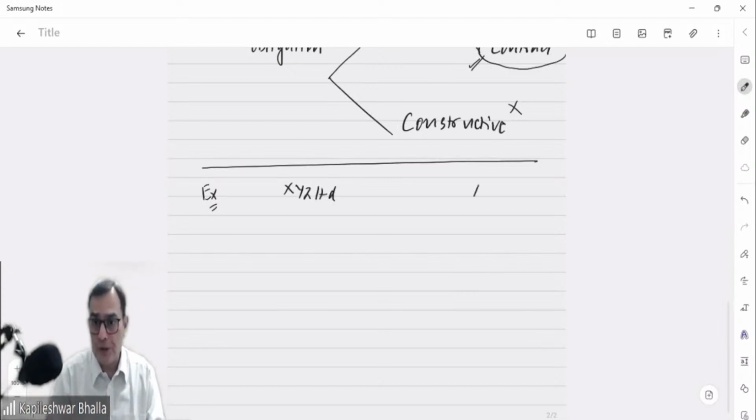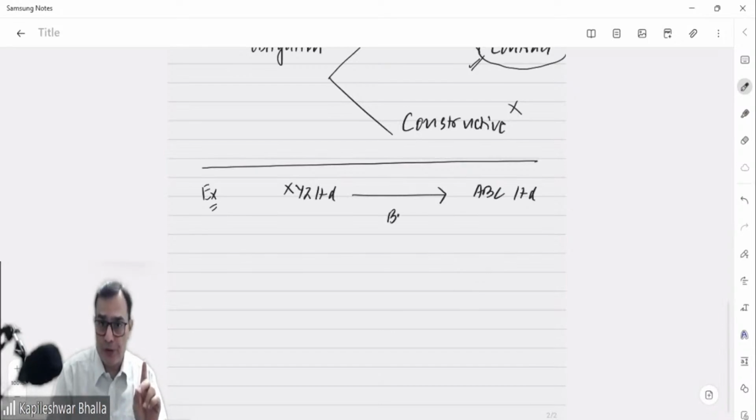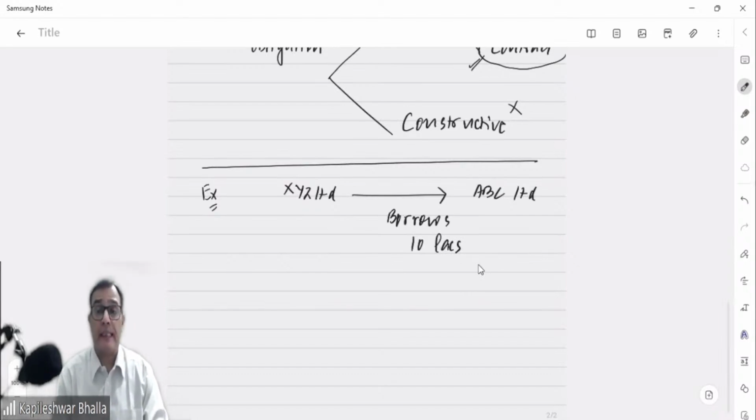Now, company XYZ Limited approaches company ABC Limited. Now, hear the deal very carefully. XYZ company approaches ABC Limited and borrows, let's say, 10 lakh rupees. Company XYZ borrows 10 lakhs from company ABC.